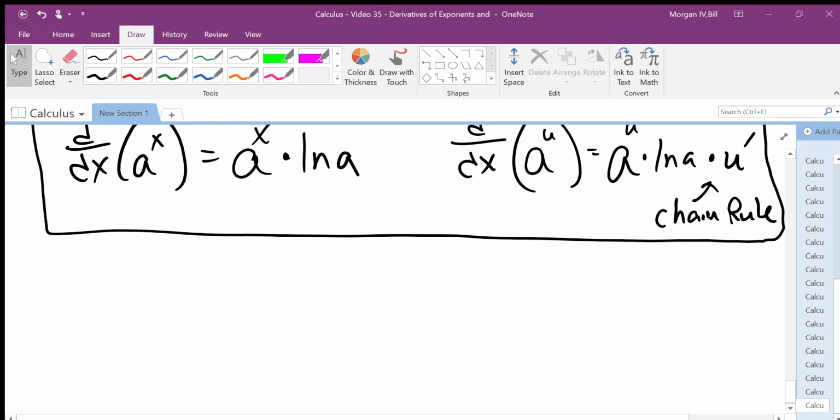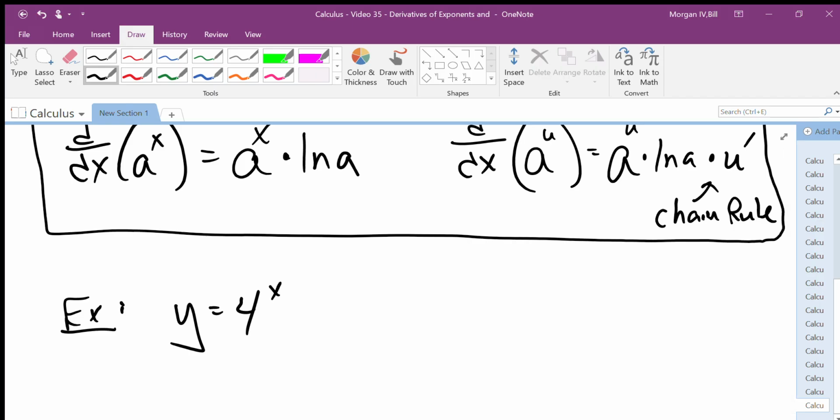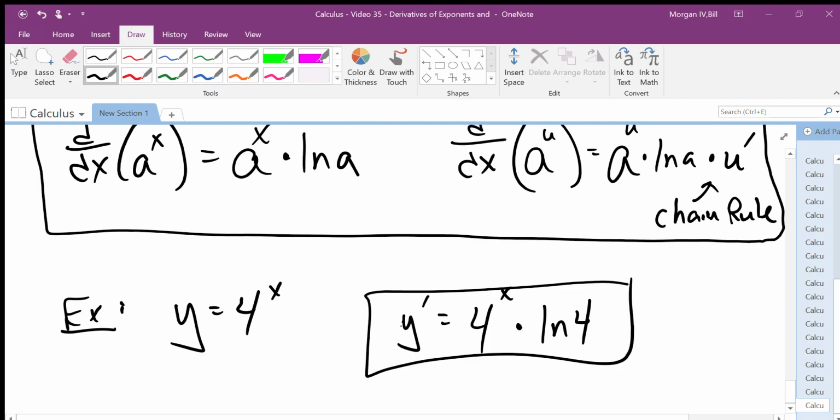Example 1, we'll start with maybe the easiest one here. What if y is equal to 4 to the x? So our base here is 4. What is the derivative? Again, feel free to pause it and come back in a second when you're done. I have y prime is equal to, the derivative of any exponent is itself, so the derivative of 4 to the x is 4 to the x. But since 4 is not e, we have to multiply it by the natural log of 4. That's it. 4 to the x times the natural log of 4.